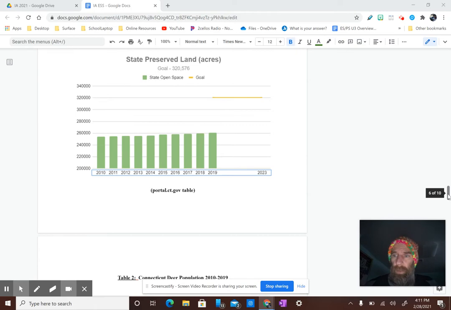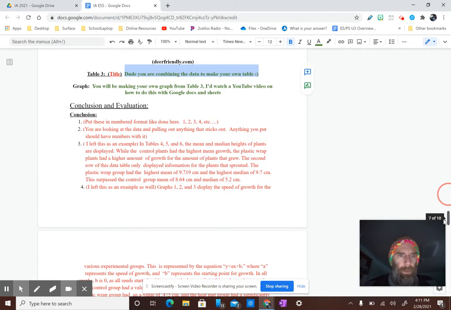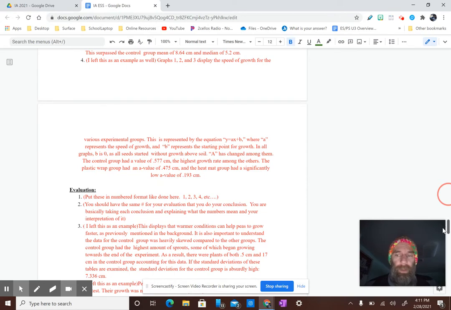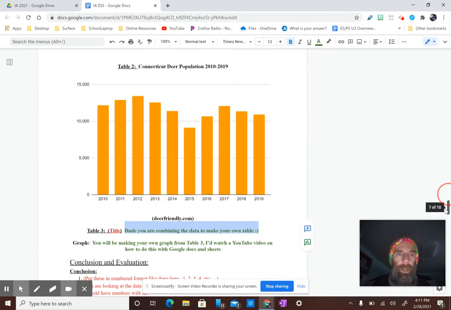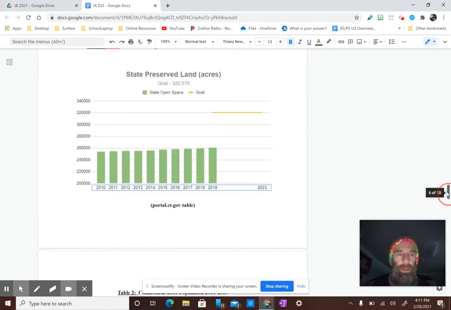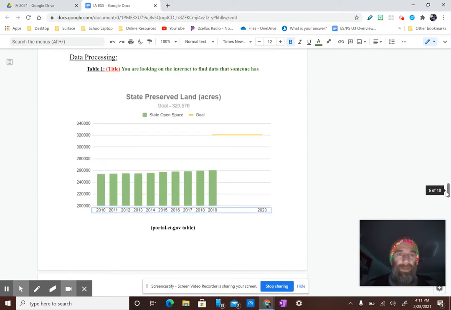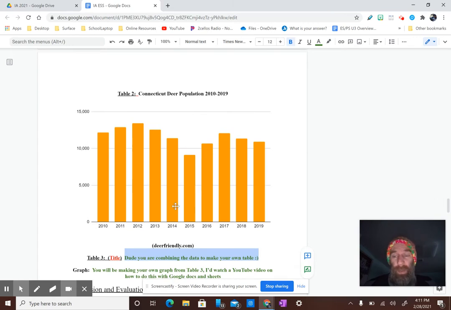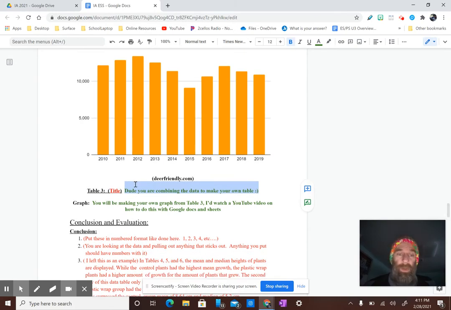So here's the deal. We're going to be working on the conclusion and evaluation of their IA. To do that, we have to take a look at their data tables up here. This one is more like a graph, but we'll use it for the data table. This one down here is a graph as well, but we'll use it for the data table. What I would strongly suggest this person do is combine these for the data table, and then make their own graph that shows both of these.